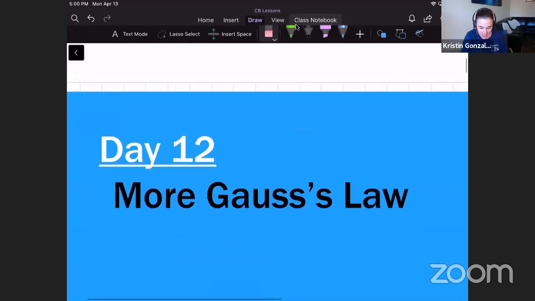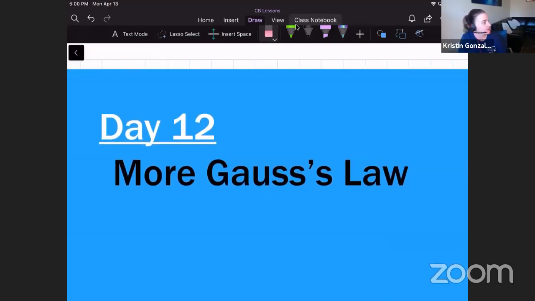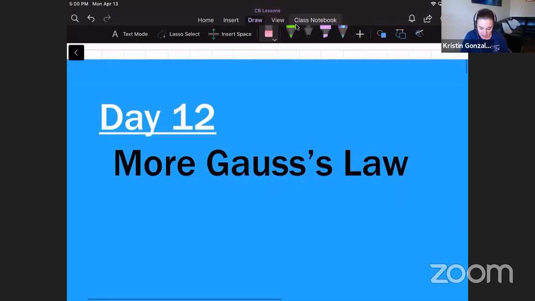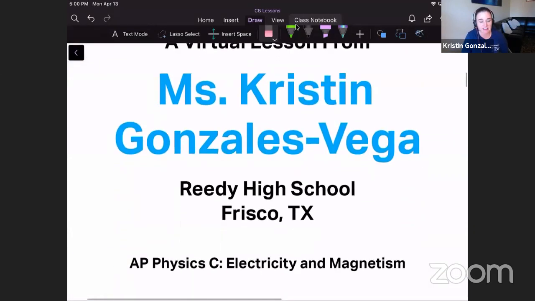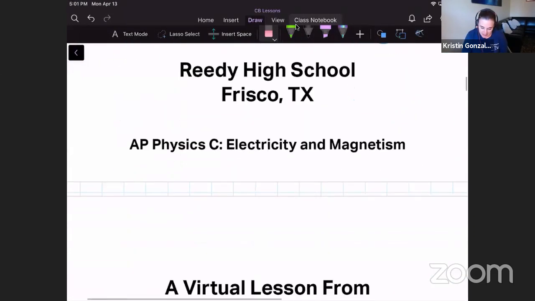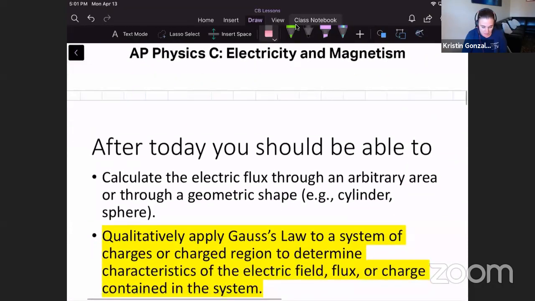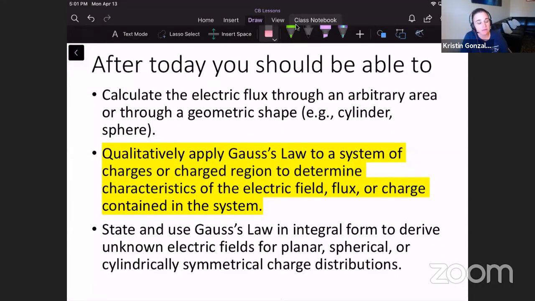Okay, so today we're going to do a little bit more of Gauss's law. We did some the other day, including a lot of conductors. Today we're going to focus a little bit more on insulators and also touch back on what exactly electric flux is. Our objectives today are similar to the other day. We want to be able to calculate the flux through an arbitrary area, qualitatively apply Gauss's law to a system, and state and use Gauss's law in integral form.